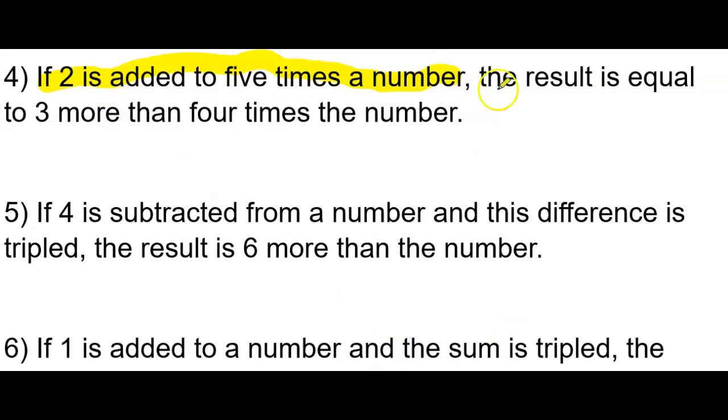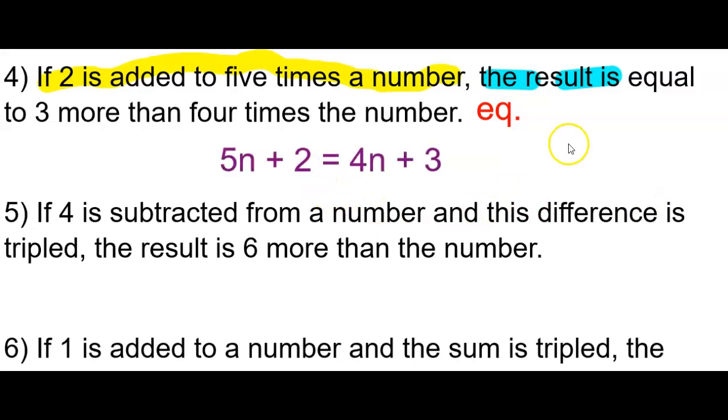It says the result is, which means there's going to be an equal involved, which also helps me identify this as an equation. So the result is equal to 3 more than 4 times the number. When we put this all together, 4 times the number would be 4n, and then 3 more than that would be plus 3. So what we're left with is 5n plus 2 equals 4n plus 3. This is an equation that we can solve, but for this part, we're just going to practice writing them out.